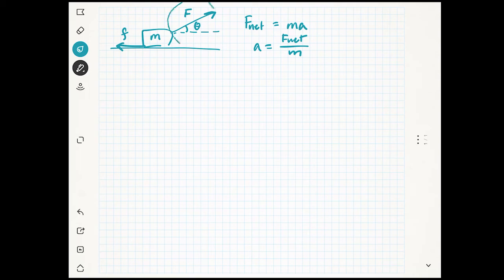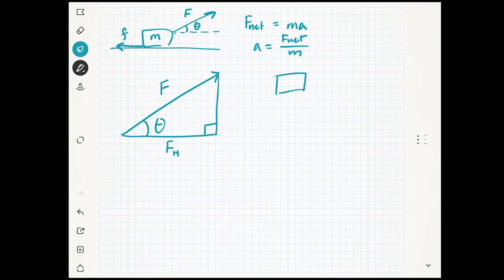If we take a vector triangle, a right-angled triangle, with this component being the F force, and this would be our angle theta, we have a new component here, which I will simply call FH, F horizontal. Because if I draw this box right here, I'm not going to draw the surface so that the arrows can show properly. Here's our friction force. But because we know from the question that it's moving in a direction this way, that means this component, this FH, has to be larger than the friction force.